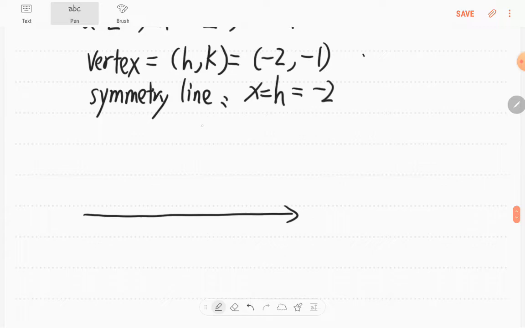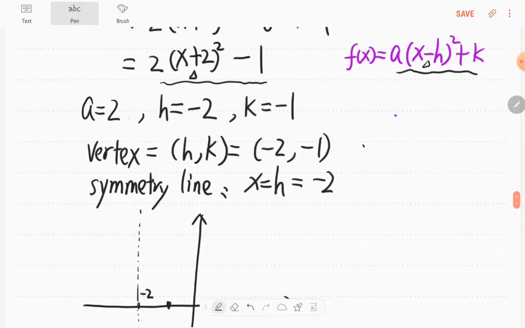So the first thing you need to do is you need to locate the vertex. It's negative 2 and negative 1. So this is 1, 2. And this is 1. So negative 2, negative 1 is this point. This is negative 2. This is our symmetry line. Right? This is our symmetry line. So this is our vertex.